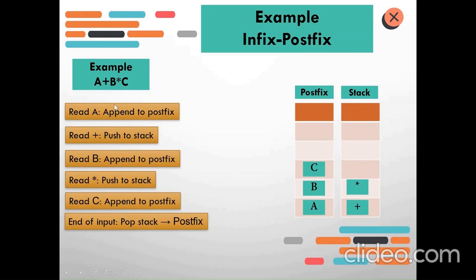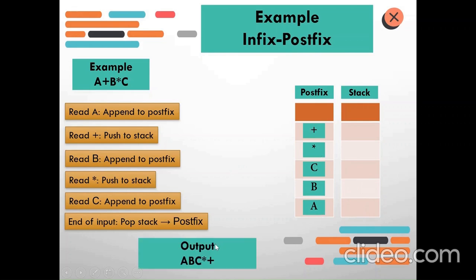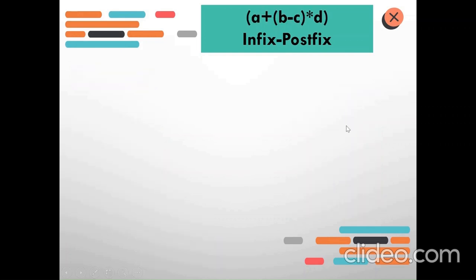Now, since it is the end of the input or the infix array, we will do the pop operation of the stack till no element is left to be popped. In short, we will need to move this asterisk, or add it, to the postfix expression, and then this plus is popped from the stack and added to the postfix expression as well. So our final postfix expression would be ABC asterisk plus, which is what is being shown here as the output.